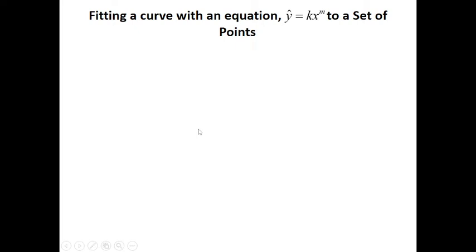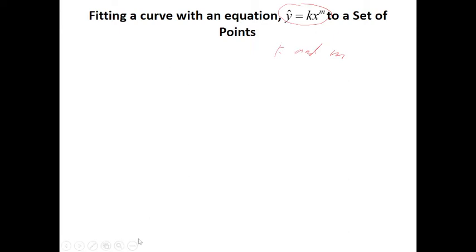So we have here fitting a curve with an equation y hat equals kx to the power of n to a set of points. So this is a power function, where x is your independent variable and k and n are your parameters.